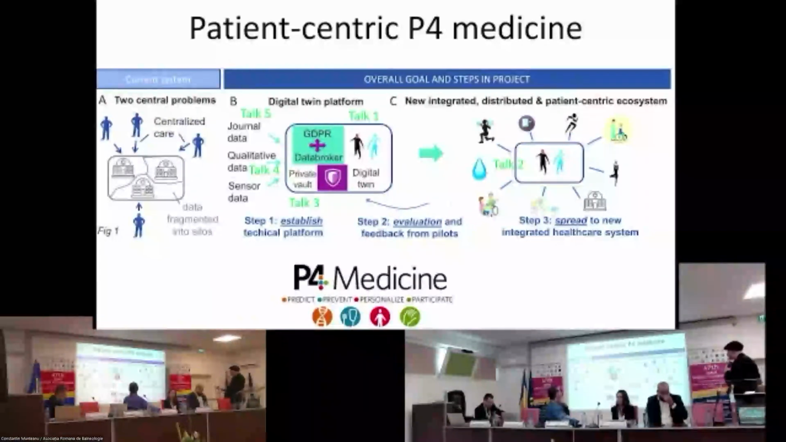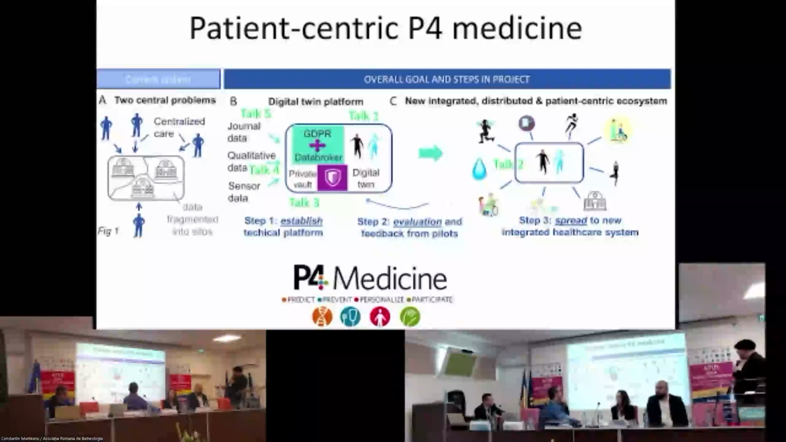So here we have the different talks. I will now talk about these digital twins. And then the team from SCUBA will talk about the scientific evidence of balneological treatments and how this connects to other treatments in traditional healthcare. So we sort of have that basis.